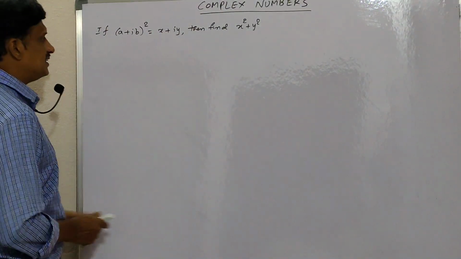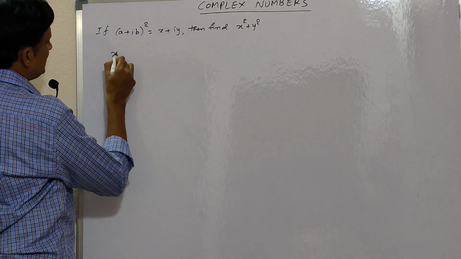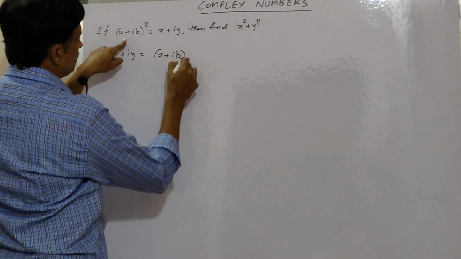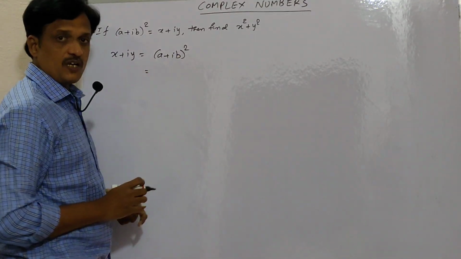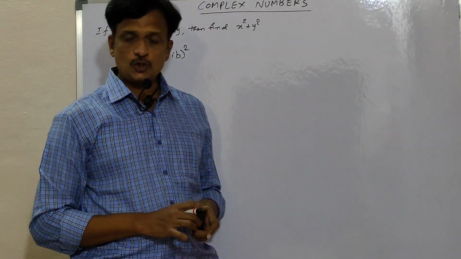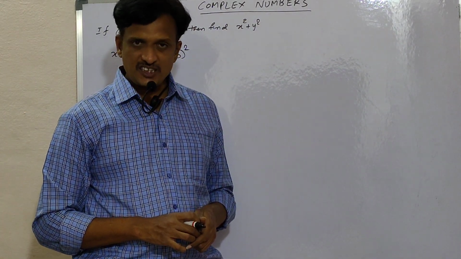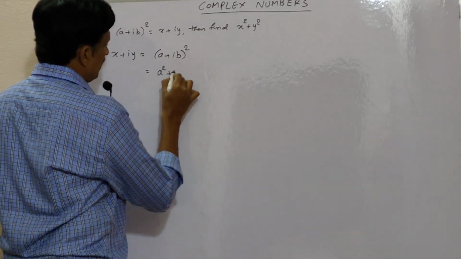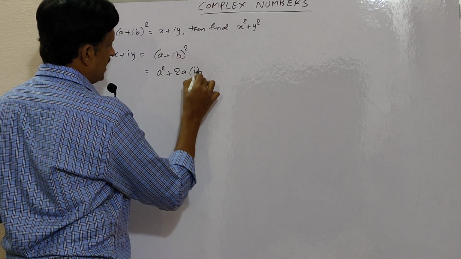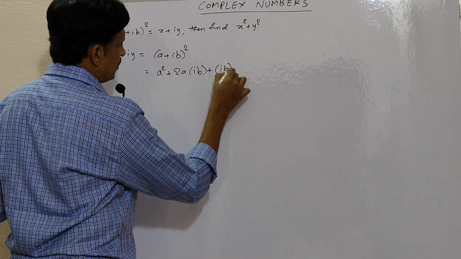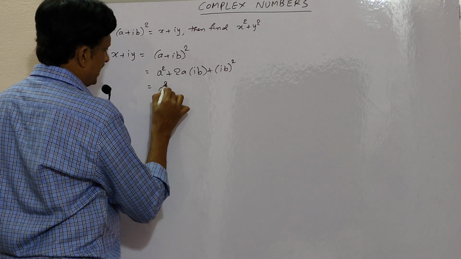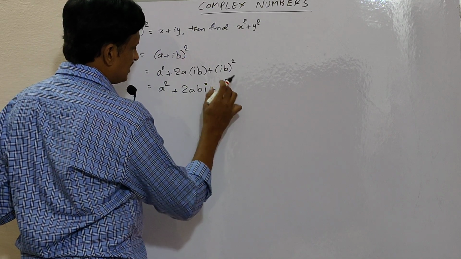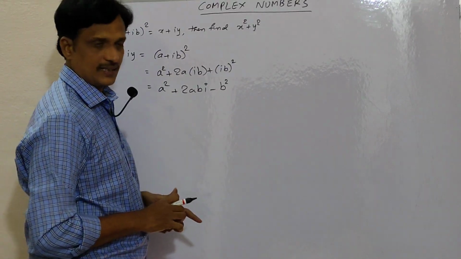Let me explain this. Here it is given that x + iy is equal to (a + ib) whole square, which is in the form of (a + b) whole square. That is a square + 2ab + b square. But in the place of b, ib is given here. So this will be a square + 2a(ib) + (ib) whole square. So then you are getting a square + 2abi - b square, because this is i square b square and i square is minus 1.